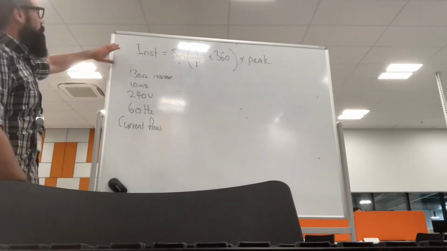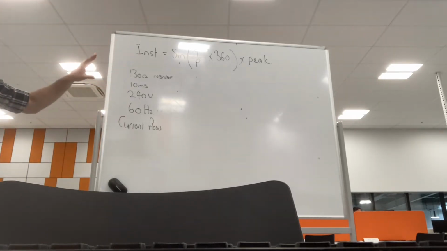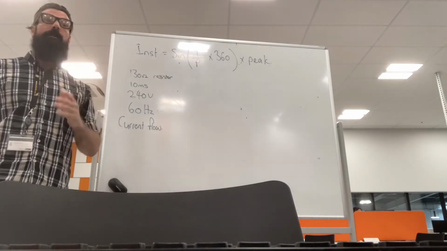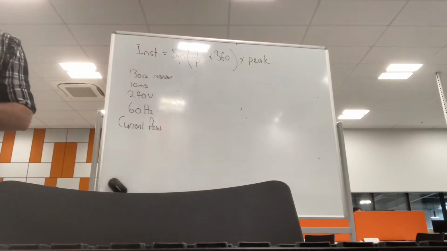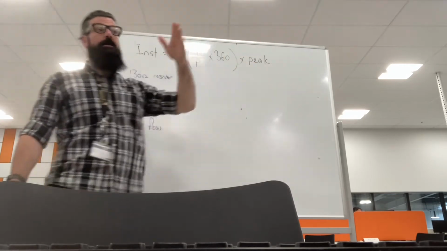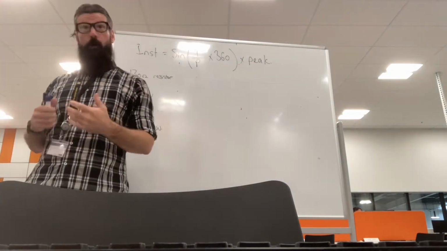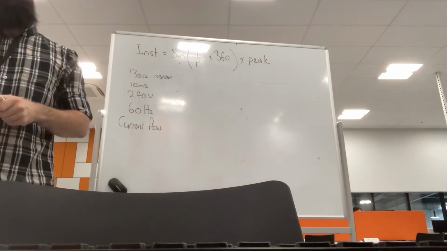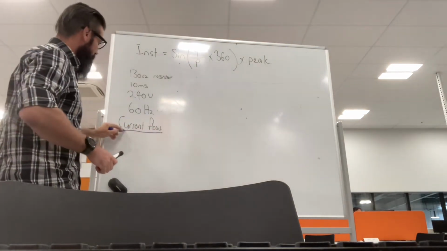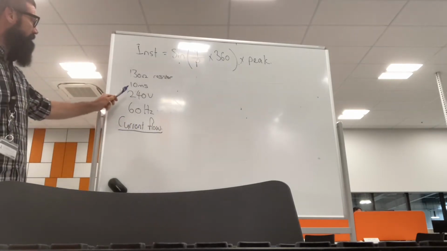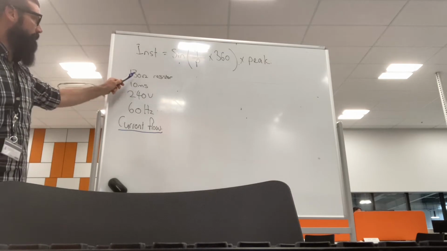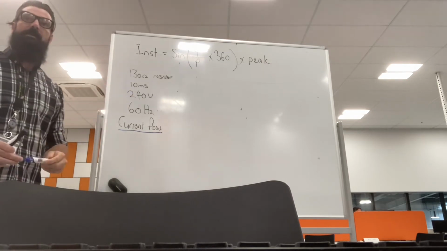Okay, so how to work out the instantaneous value at a specific time after the current starts to flow? When we learned this originally, we were learning about voltage. We were talking about the voltage peak, so we can work out what the instantaneous voltage is. But this question's asking us for the current. What is the current that is flowing 10 milliseconds after we turn on the power if we have a 130 ohm resistor, 240 volts and 60 hertz?